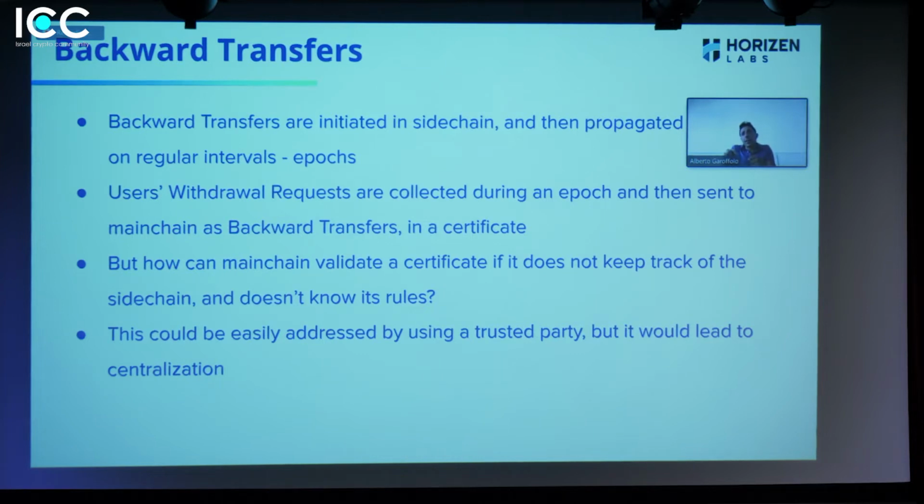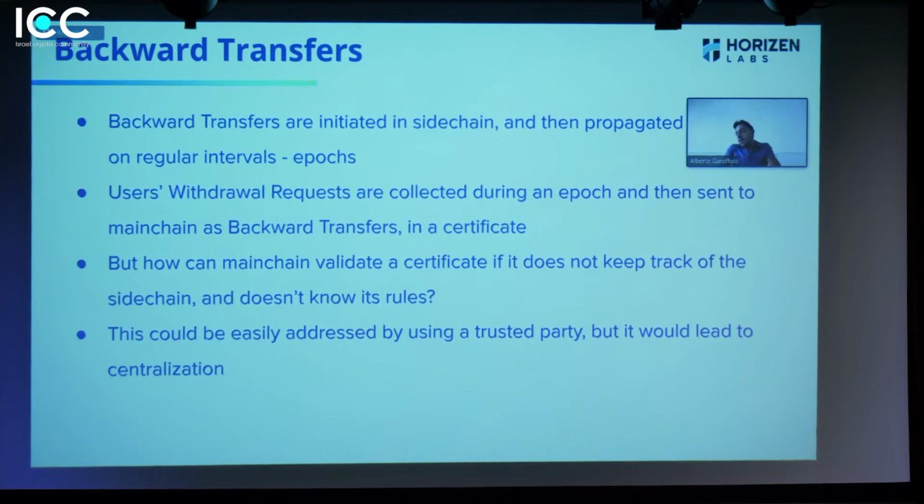These withdrawal requests are collected periodically, during what we call an epoch in the sidechain. So you have several withdrawal requests coming from different users. They are collected, put together, and sent to the main chain as backward transfers in a certificate. So the certificate is, let's say, the transaction containing the list of backward transfers that the sidechain collected in an epoch.